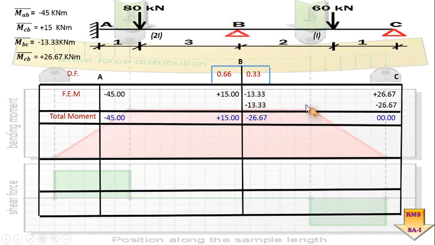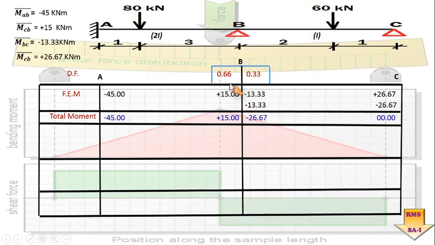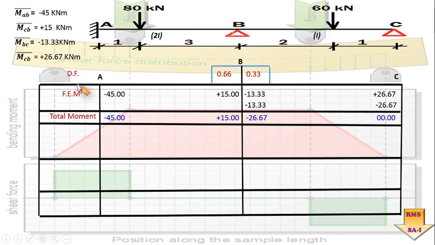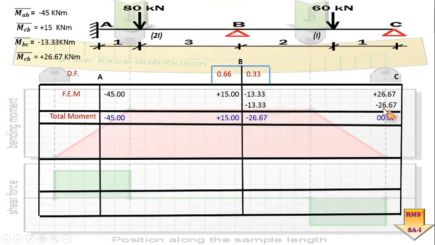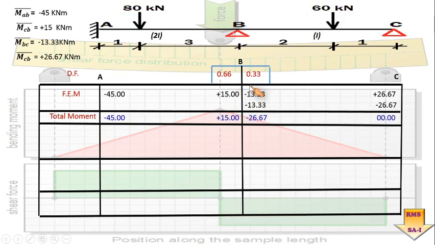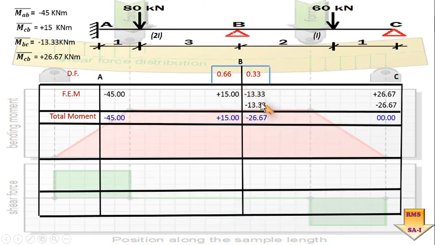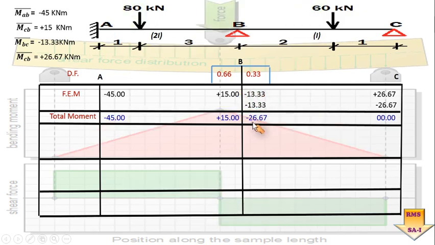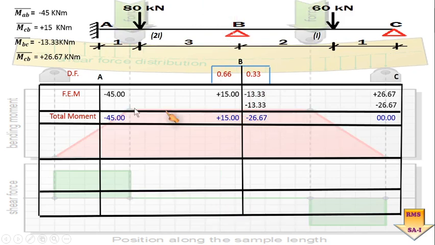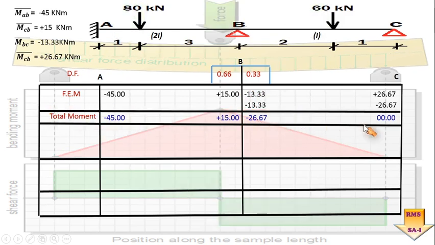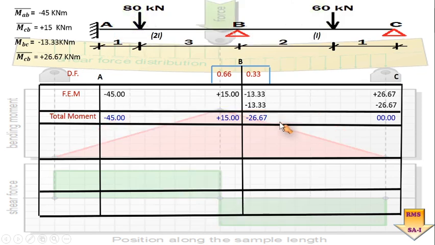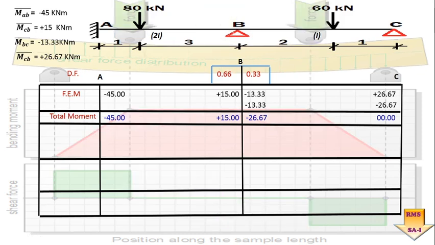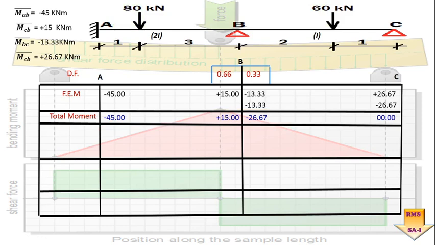Is it okay? Now as far as joint B is concerned, for BA it is plus 15 as it is, whereas half from this side, and already there was minus 13.33 here, so the total comes out to be minus 26.67. So these are the final moments which are available right now, and here is the moment where we have to decide how the distribution has to be done.